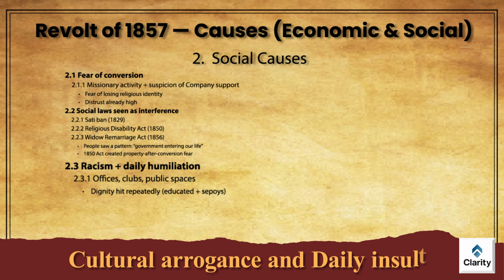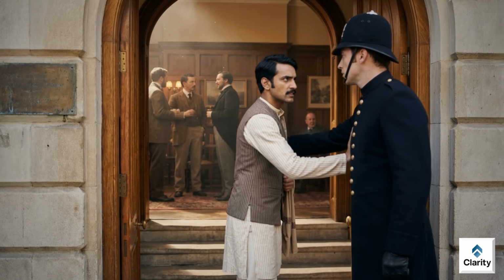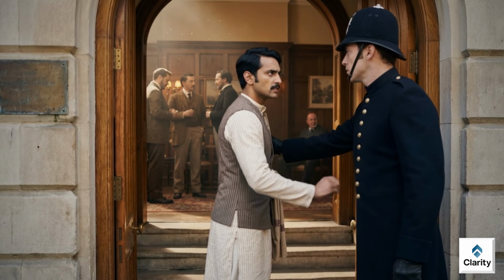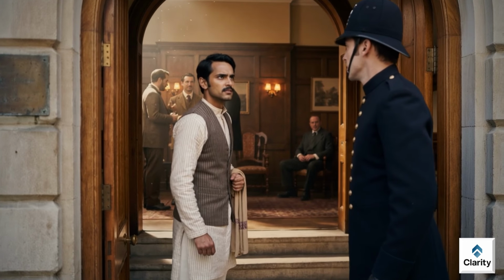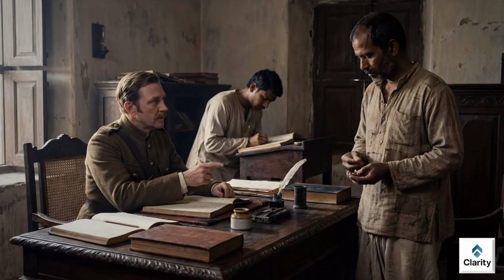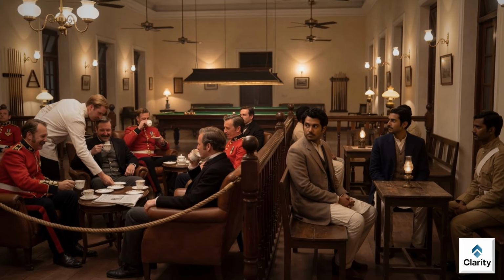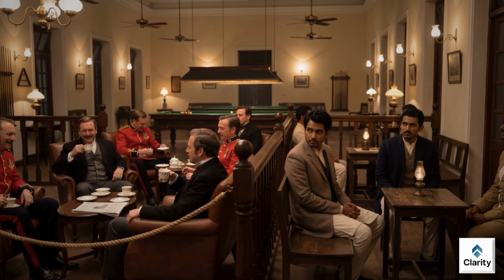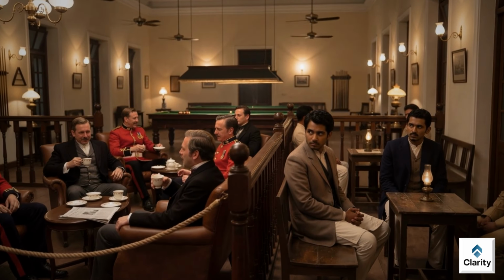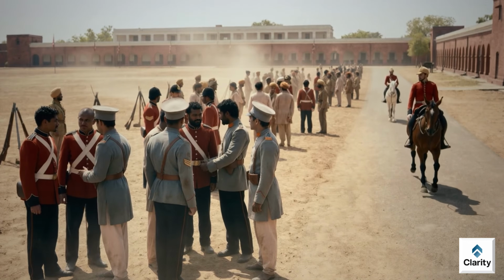The next social cause was cultural arrogance and daily insult. Many British officials behaved as if Indians were inferior. Racism was visible in everyday life: the tone of officers, the way Indians were treated in offices, separation in clubs and public spaces. This constant humiliation created anger, especially among educated Indians and soldiers, because dignity was hit again and again.